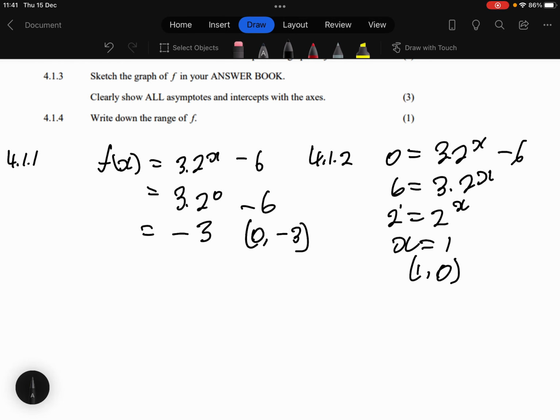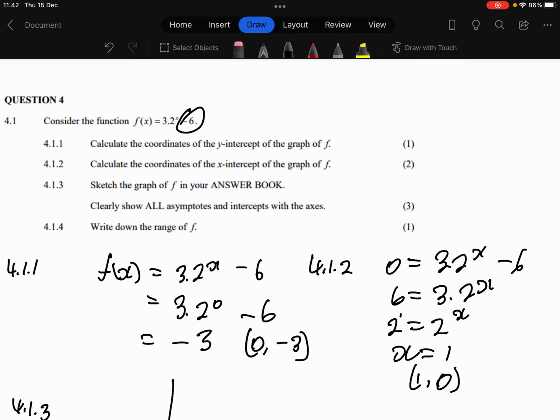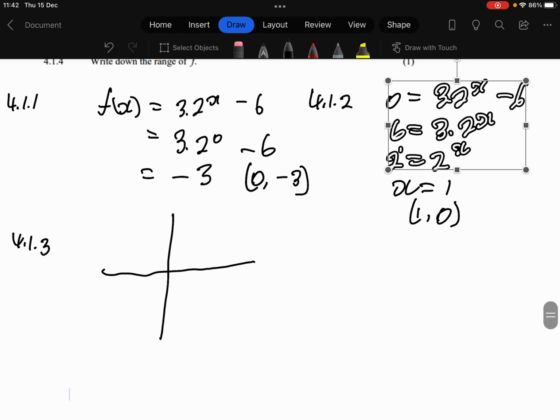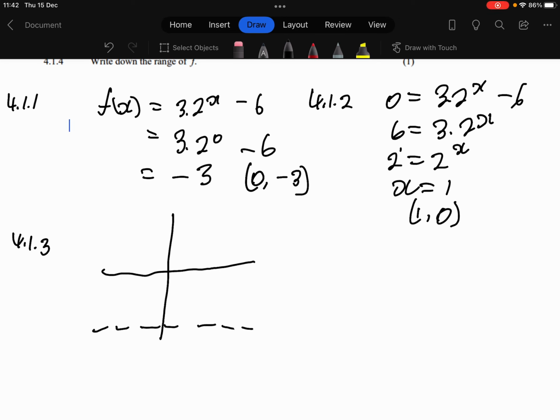4.1.3 says sketch the graph of f in your answer book. Of course, we don't have an answer book, so we'll just draw a rough sketch of a Cartesian plane. How do we know what to plot in this instance? We know that the graph has an asymptote, and this asymptote is negative 6. So we're going to put in our asymptote at negative 6. We know it's a y asymptote because it's not attached to x in any way. So y is equal to negative 6. We're going to label our axes. Then we're going to put in our x and y intercepts. The first one would be the y-intercept at negative 3, so around there. And for x at around 1.